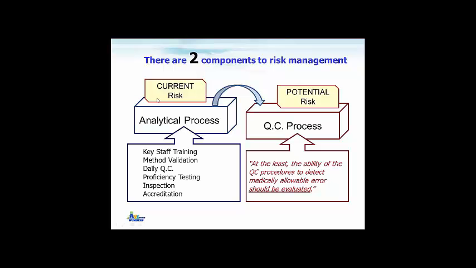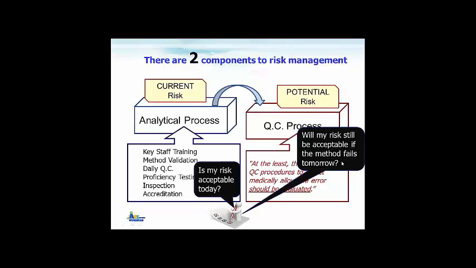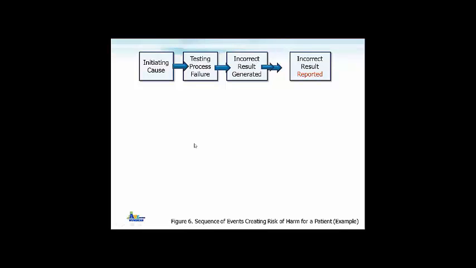If all of this fails, if the analytical process fails, you rely on the QC process to prevent harm to patients. This answers the question, is my risk acceptable today? This answers the question, will my risk still be acceptable if the method fails tomorrow? Here's what happens. There's an initiating cause, something goes wrong, the system fails, it generates an incorrect result. The question becomes, will that result be reported or not?